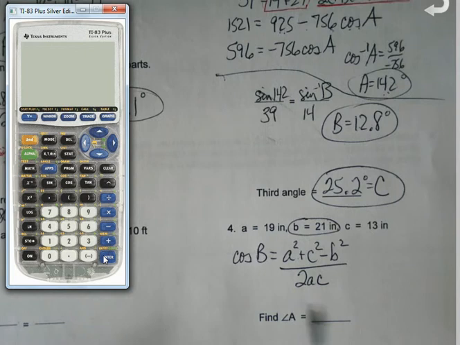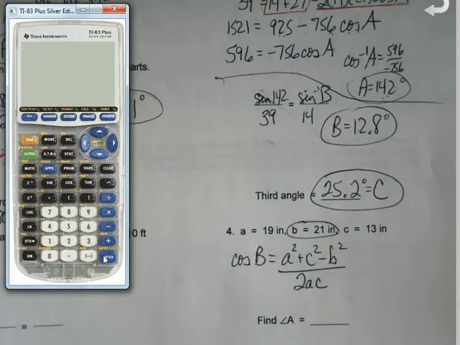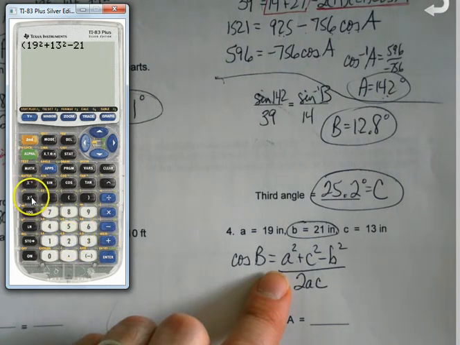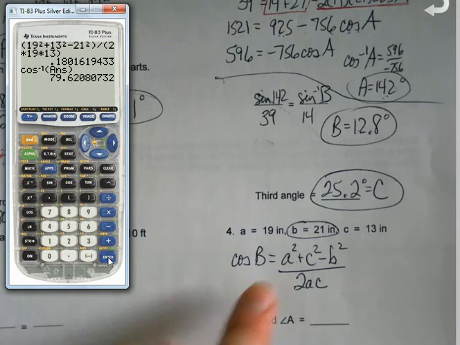So you'll notice the only place I see b is this minus part at the end, just like I did up top with the a. So now I'm going to plug those in that way. So I've got a squared plus c squared minus b squared divided by 2 times a times c. And then we'll find that angle measure.